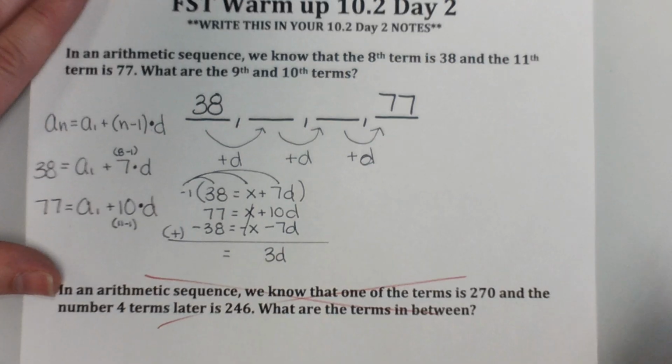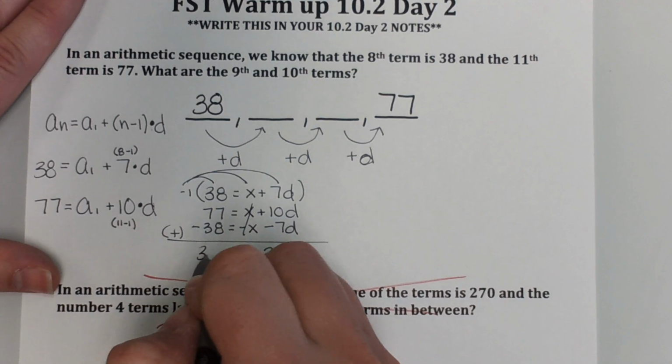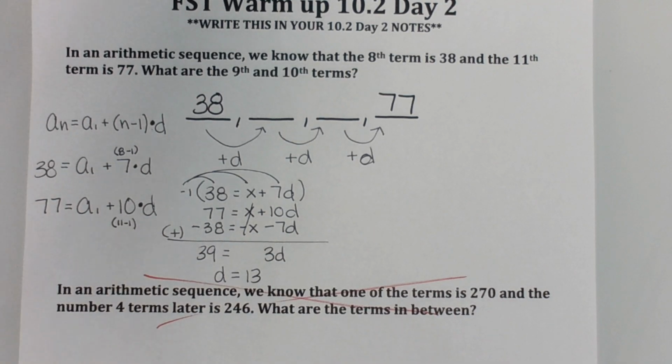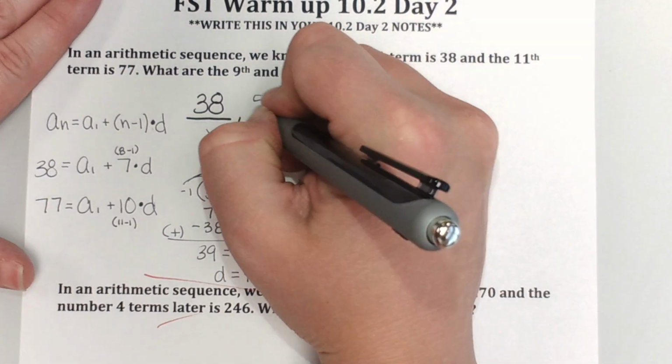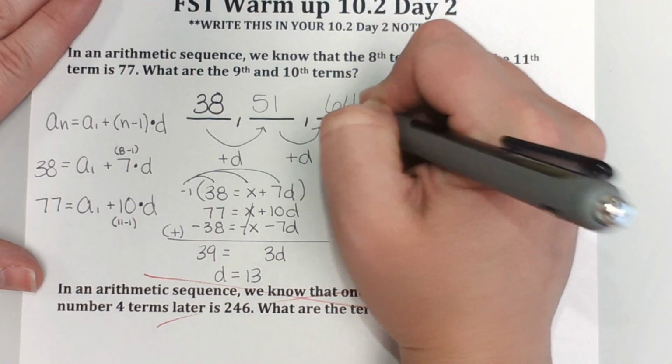I'll get 3d equals 77 minus 38, 39, and then divide, and we would find that d is 13. Once you know that d is 13, how can you find those missing terms? Add 13. How to go from term to term? You add 13 every time. This one would end up being 51. This one would end up being 64.